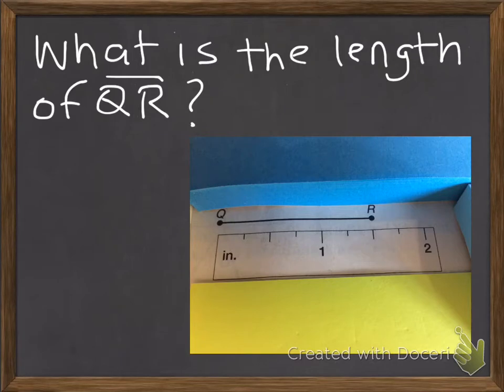Now, we have a new diagram here for this one. This one says, what is the length of QR? So you want to do an exact length here. And so that means it looks like R is going right through here, which is actually exactly 1.5. So we would say 1.5 or 1.5 inches.